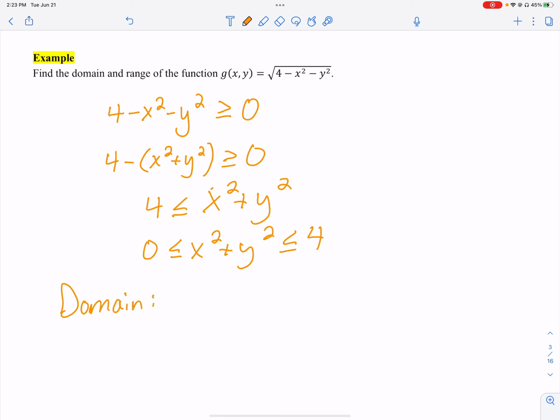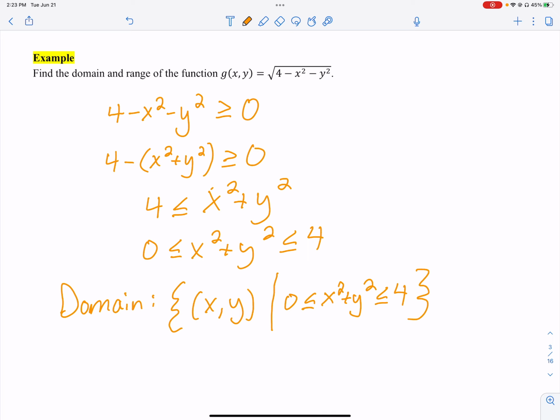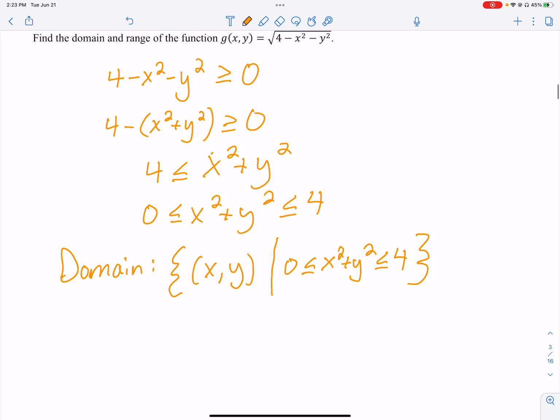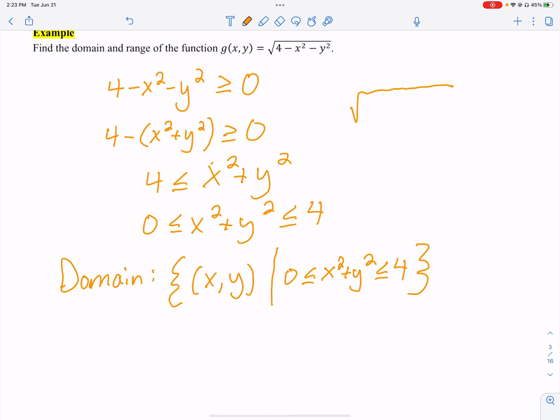So let's write our domain. It's the set of ordered pairs. We don't just have one number now, such that 0 is less than or equal to x squared plus y squared, less than 4. What we're saying is all ordered pairs inside or on the boundary of that circle. Okay, the reason I put the 0 here is I want to think of my function now. I'm going to rewrite it real quick like this.